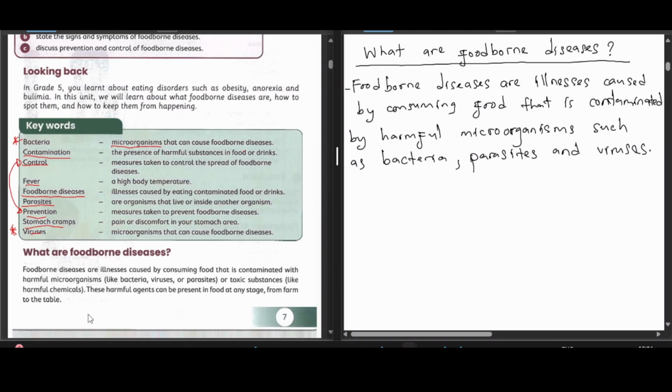If we eat without washing our hands, we are exposing ourselves to this bacteria which causes foodborne diseases.